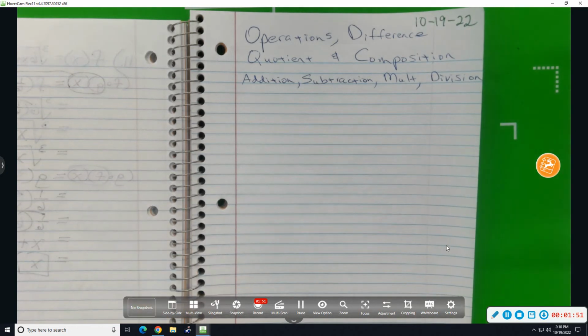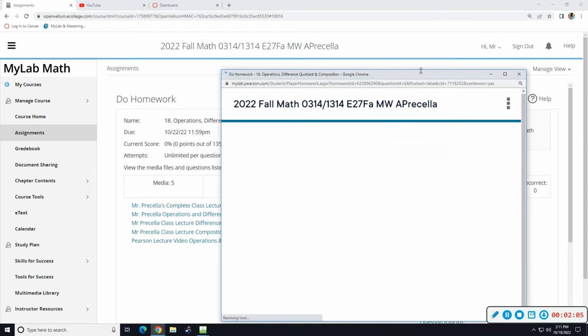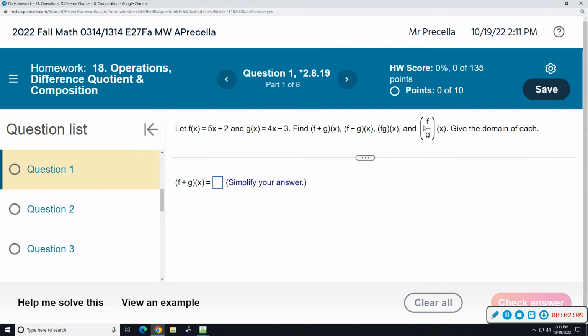To discuss addition, subtraction, multiplication, and division, I think we should look at an example. As I said, there's not really any new algebra here. For this first problem, they give us two functions, and they want us to find f plus g in terms of x, f minus g, f times g, and f divided by g.